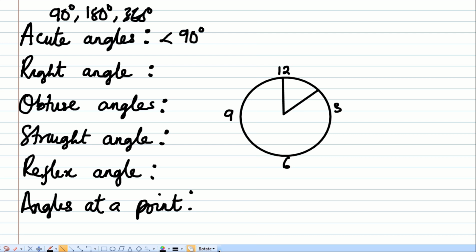That's the thing. So this angle here will be acute. All right, it can be at this point also, but just make sure it's not up to 3. If it's up to 3, it's no longer acute. So any angle that is formed between 12 and 3 would be an acute angle, and is always less than 90 degrees. So take note of that. So that means this angle here would be what? Acute.